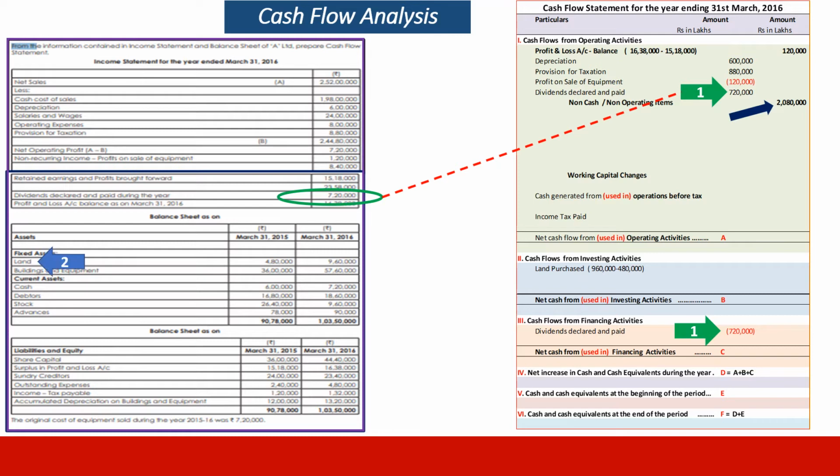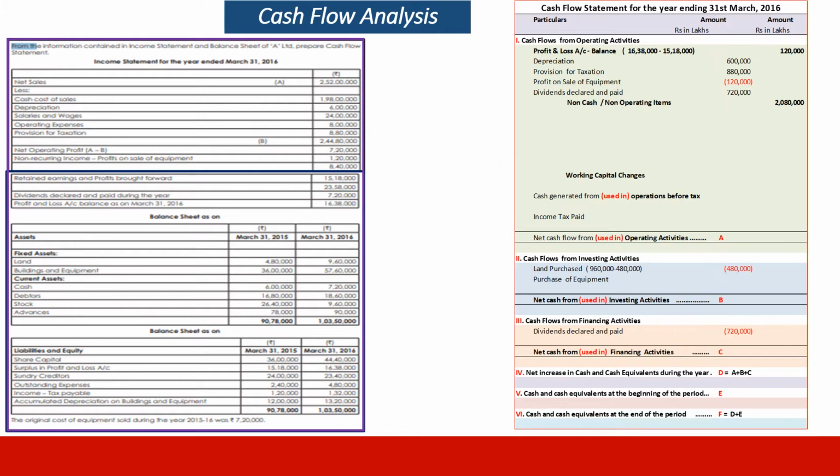Then next we will go in the same order for the sake of control. Land as an asset. We will take under cash flow under investing activities the fixed asset. And how does it come into picture? Its value has increased from 4,80,000 to 9,60,000, and an addition of 4,80,000 means we have purchased land and our cash has gone out. 4,80,000 cash has gone out. We are showing it as negative.